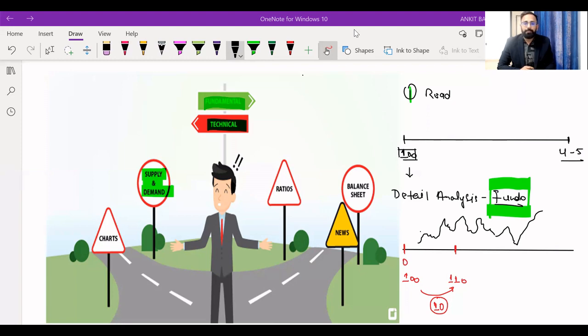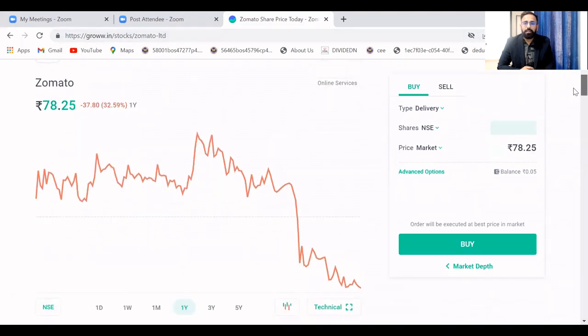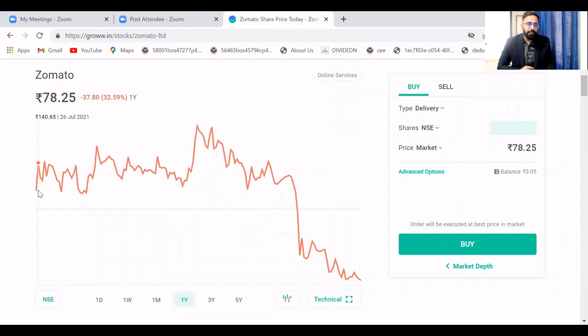So I would like to give you one example here. Here I have taken the stock of Zomato. Initially, when Zomato got listed, the listing price was approximately 126 rupees, right? And initially the price of Zomato was growing. Why was it growing? Because they had created a mindset in the market that the Zomato price will go up and up, right? Now, if you see the current price, today's price of Zomato is approximately 78 rupees. You can see it is almost 50% of the listed price, right?